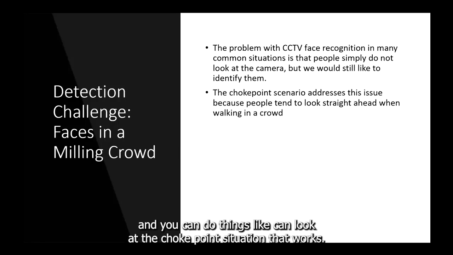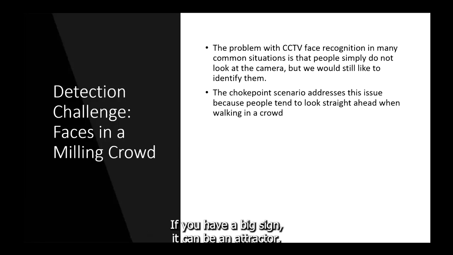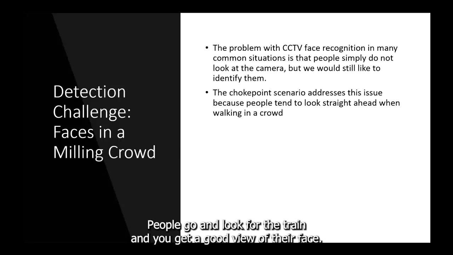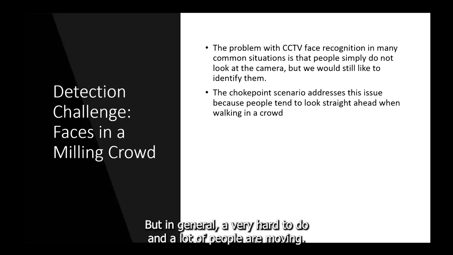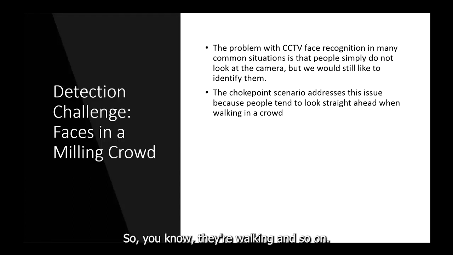And you can do things like look at a choke point situation, that works. If you have a big sign, people look at the big sign, especially like in Roma Street Railway Station where we had all the trains, people go and look for their train and you get a good view of their face. But in general, they're very hard to do. And a lot of people are moving. So, they're walking and so on and you get motion blur.